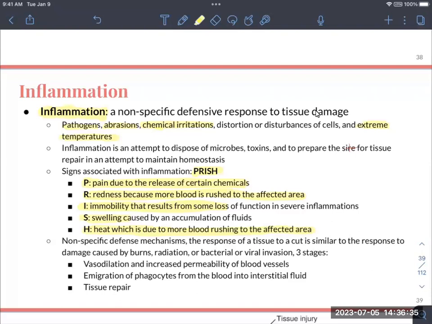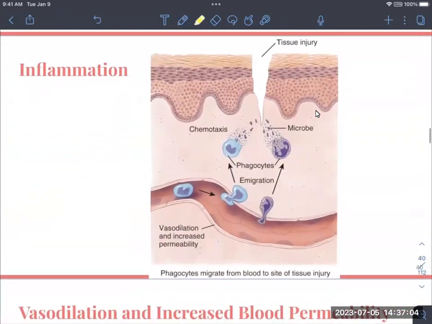So inflammation is a non-specific defense mechanism. If we have a cut, our immune system is going to act in different ways. We're going to vasodilate those blood vessels. So we bring in more immune cells. That emigration of phagocytes are going to leave those blood vessels and go into those tissues. And then that tissue is going to repair itself.